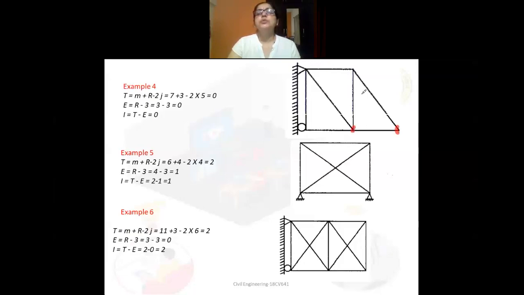1, 2, 3, 4 and 5. Okay, if we do, we are going to get total indeterminacy is 0. Similarly, we do for example 5 and example 6. I want you to try example 5 and example 6. So you should get the same answer that I have got and I've shared on the screen.